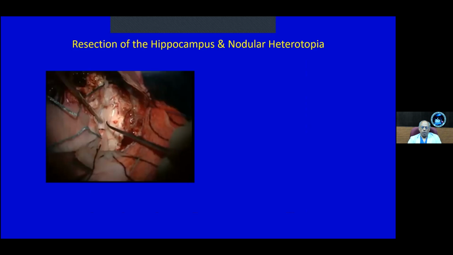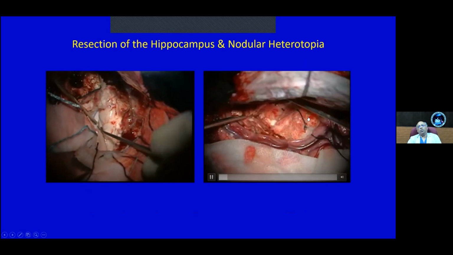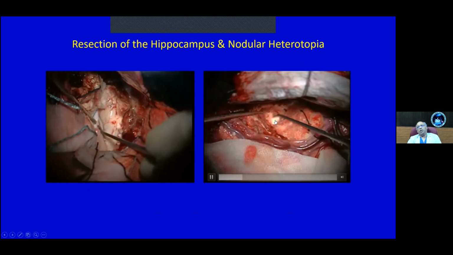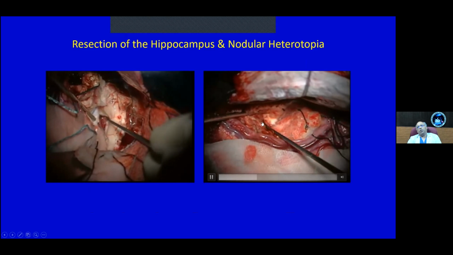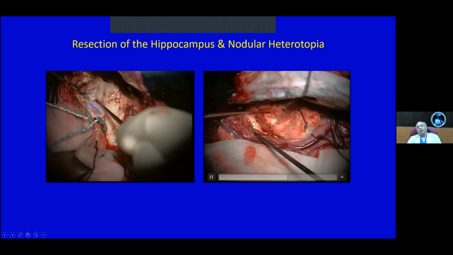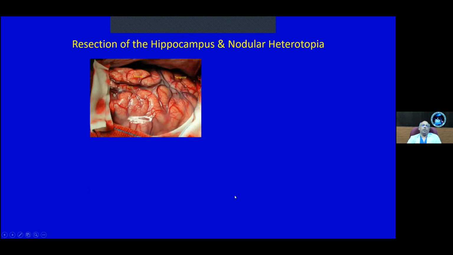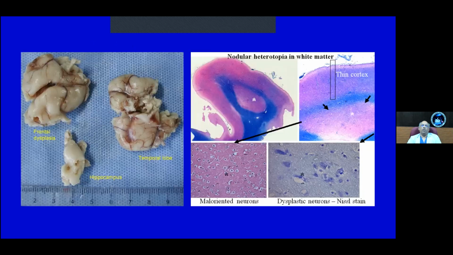So he underwent hippocampal resection as well as resection of the nodular heterotopia. You can make out the white matter here, and then there is a nodular heterotopia, and again white matter, and then the cortex. And this is the extent of resection, and then this is the histological tissue. And for nearly a decade, he is enjoying a seizure free life.